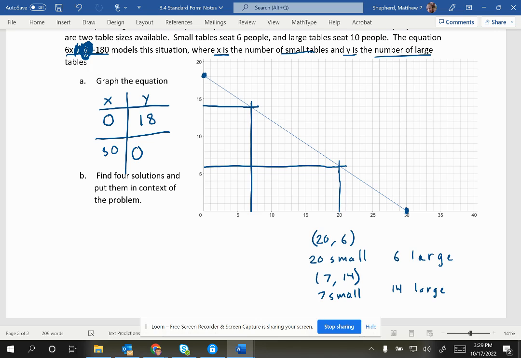So now that I've gotten that line drawn, I can see a whole bunch of options very easily.